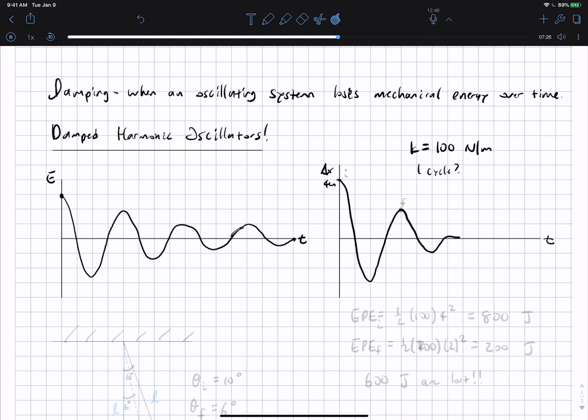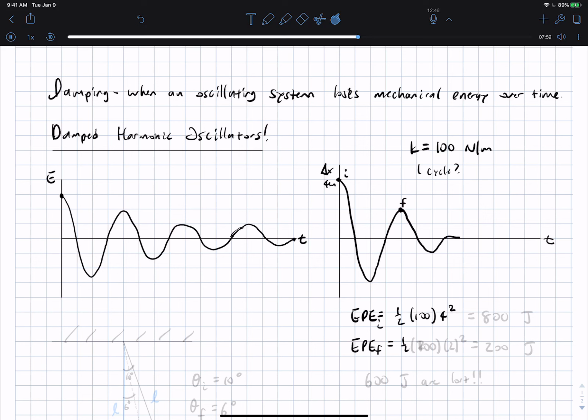Well, in order to find how much energy it's lost, first you need to find how much energy it has at the beginning and end of one cycle, right? So the energy it has at one cycle, well, we know the elastic potential energy is 1/2 times 100 times 4 squared. That's the initial elastic potential energy. And the final elastic potential energy is, well, this is the initial and this is the final.